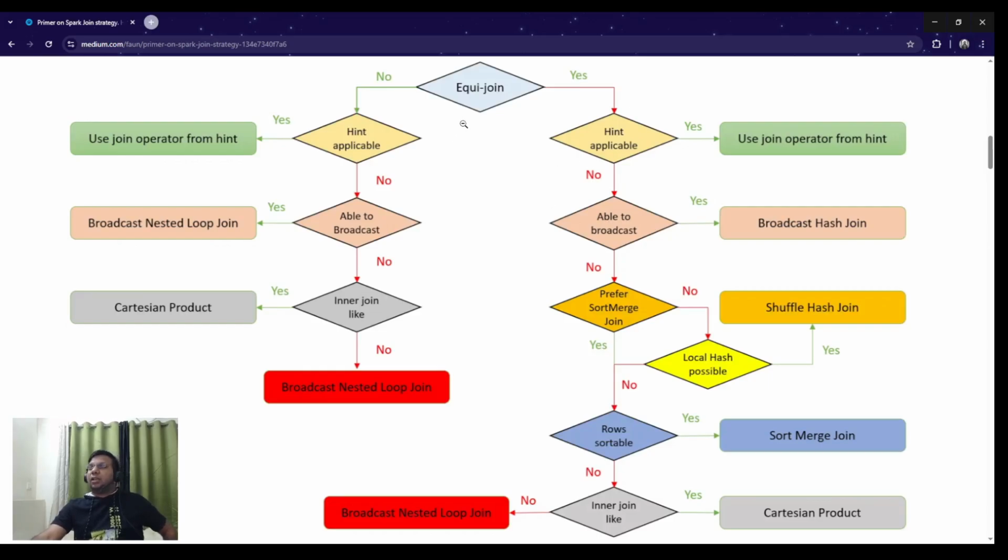For example, for equijoin, it checks whether the join is an equijoin or a non-equijoin. So if it is an equijoin, it goes into the yes block. It will see whether a hint is applicable, so whether the user had supplied any hint. If yes, then it uses the operator from the hint. So let's say if you have given the broadcast hint, it will take that hint and apply that strategy. If not, it will see whether we can broadcast it. Then it will do a broadcast hash join.